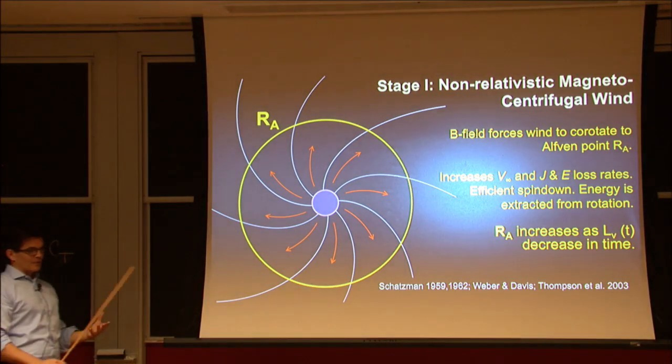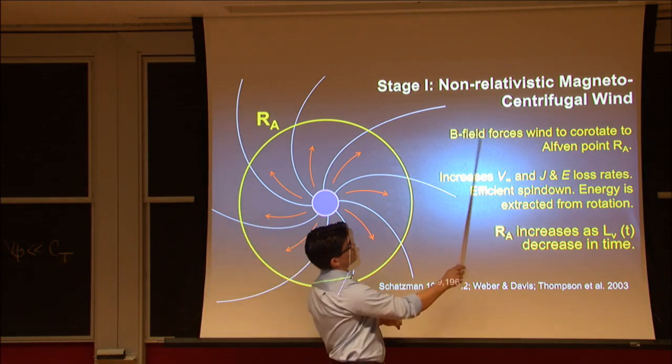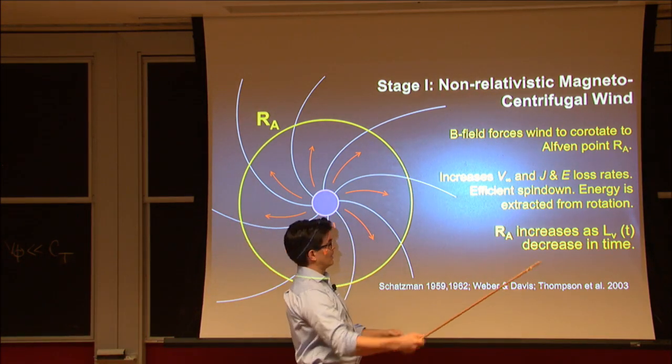So stage one is that the neutron star is produced. Here it is viewed from the top. There's material flowing out, and the B field forces the wind into co-rotation out to the Alfvén point.